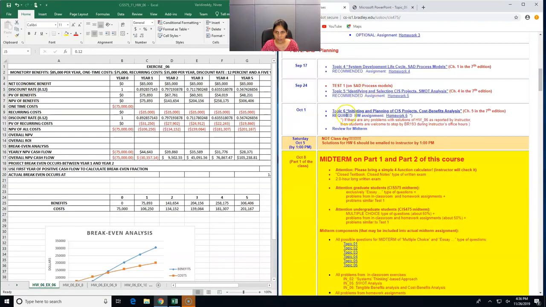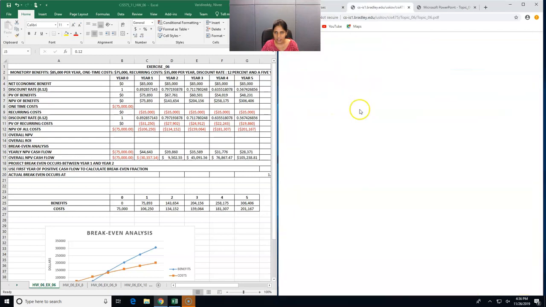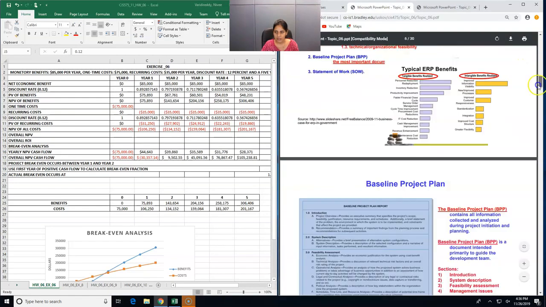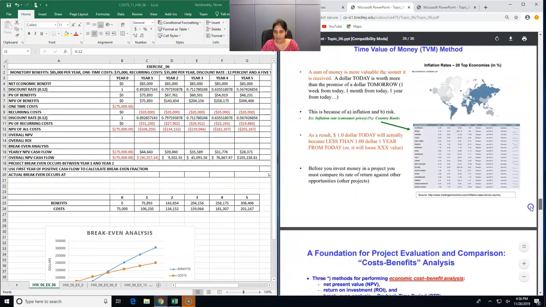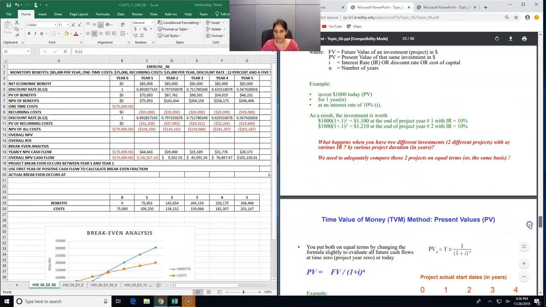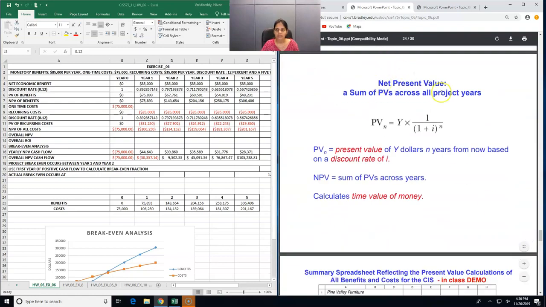In order to find the formulas for these calculations, you can find them on your course website. So I'm just opening topic 6. If you scroll down, okay, so here we have the net present value. Net present value is nothing but the sum of all present values across years, and we have the formula for the present value, which is Y into 1 by (1 plus i) whole power n.